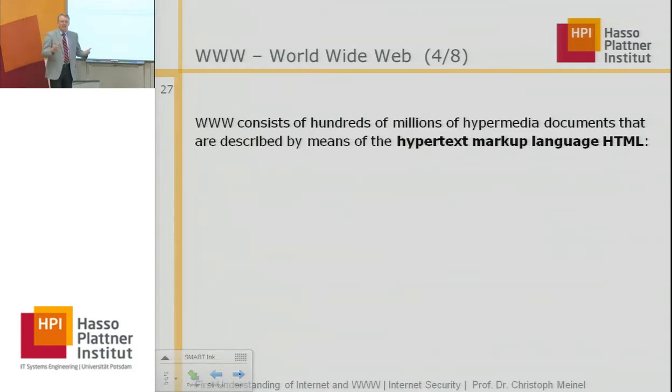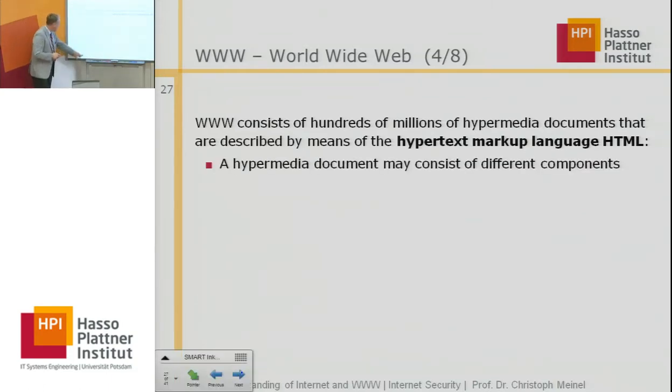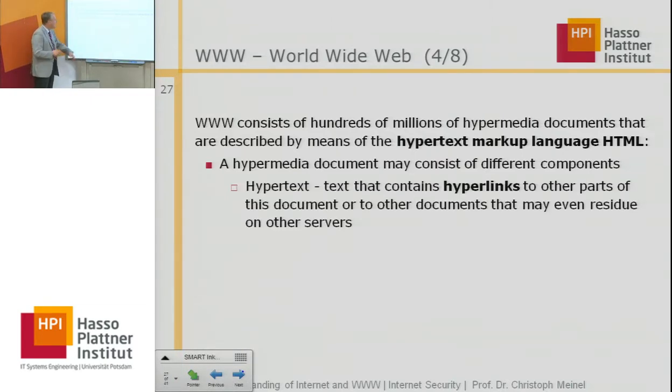What makes the WWW so interesting is that it consists of hundreds of millions of hypermedia documents distributed around the world. All these documents are described in the hypertext markup language, HTML. So these hypermedia documents may consist of different components.